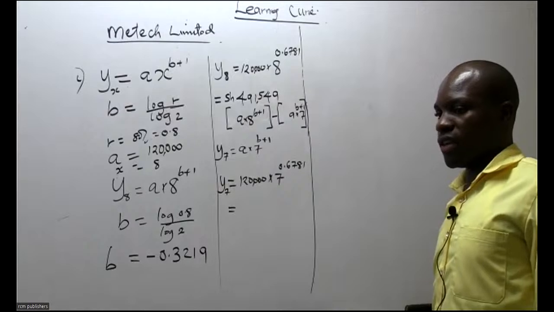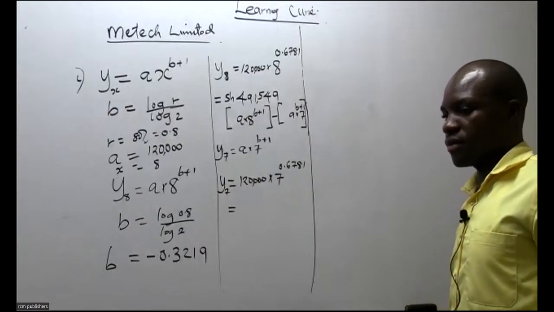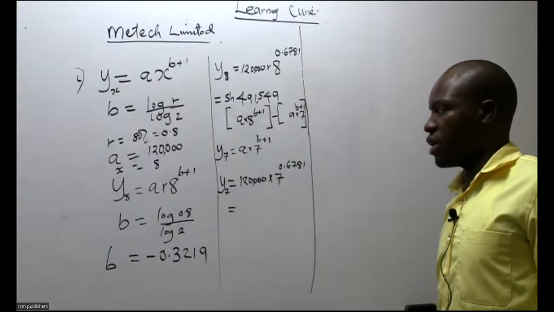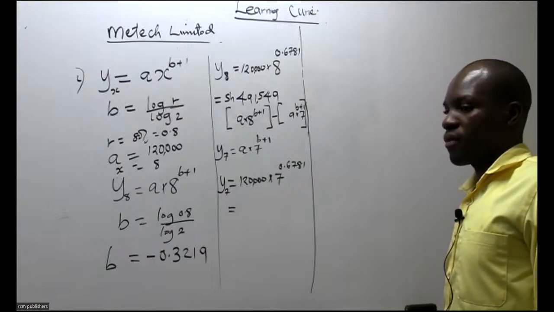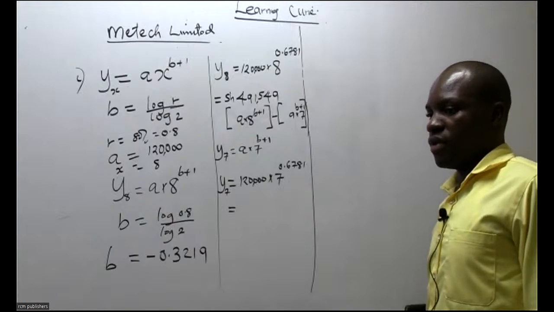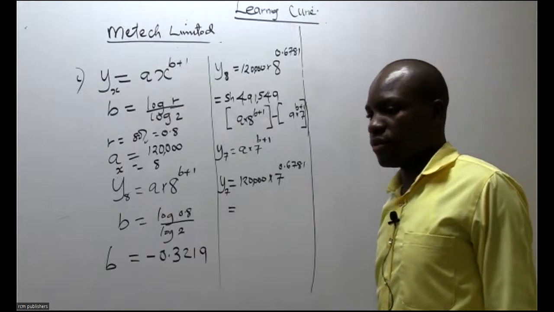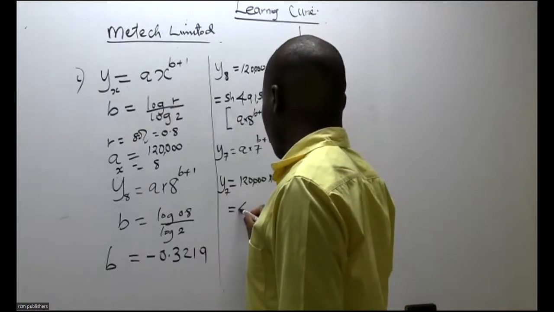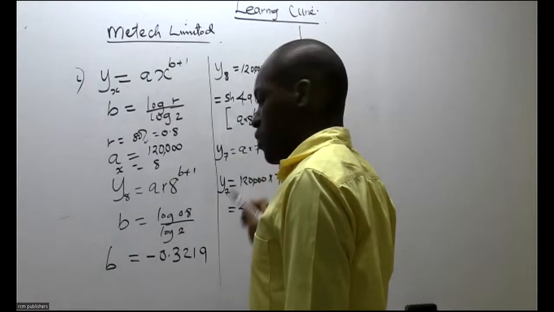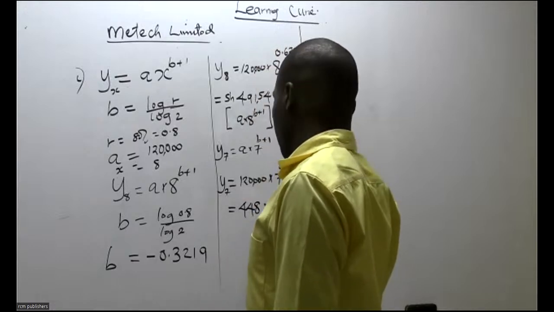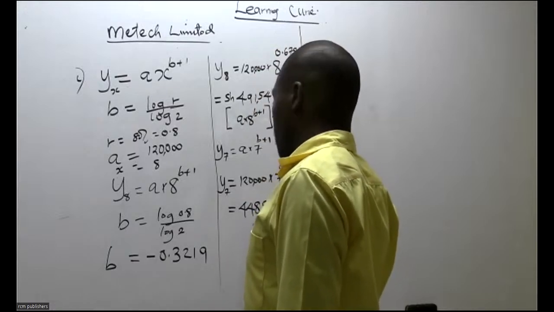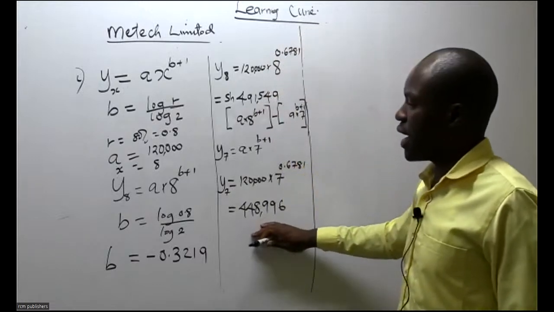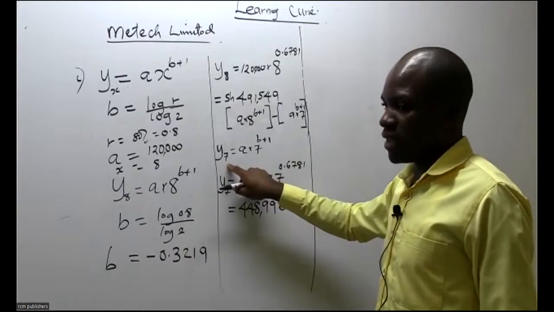The total for the first 7 batches. 448,996. So this is the total amount you are going to incur to produce the first 7 batches.